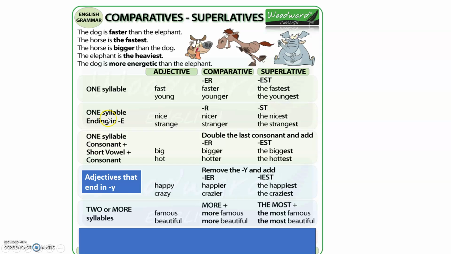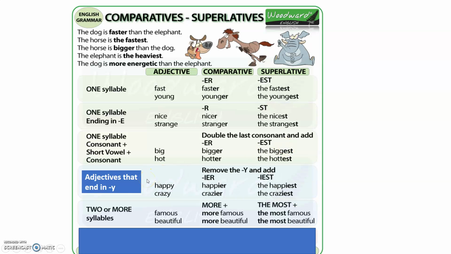If an adjective has 1 syllable, that means you're clapping once, and it ends in an e, all you have to do is add an r in the comparative and st in the superlative. If an adjective has 1 syllable, but it ends in a vowel and a consonant, well, we need to double the last consonant and also add er or est.